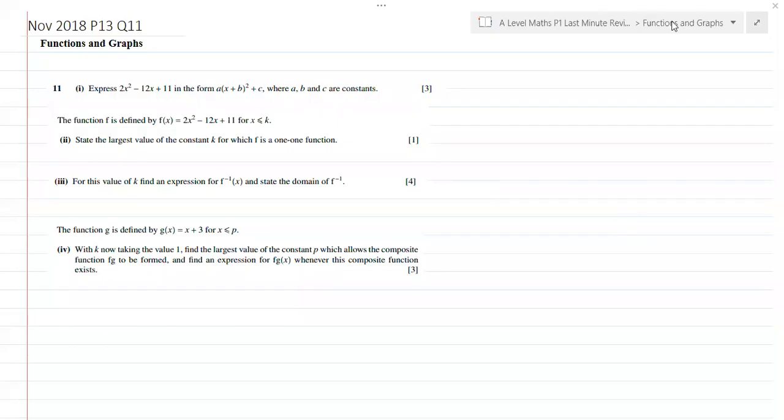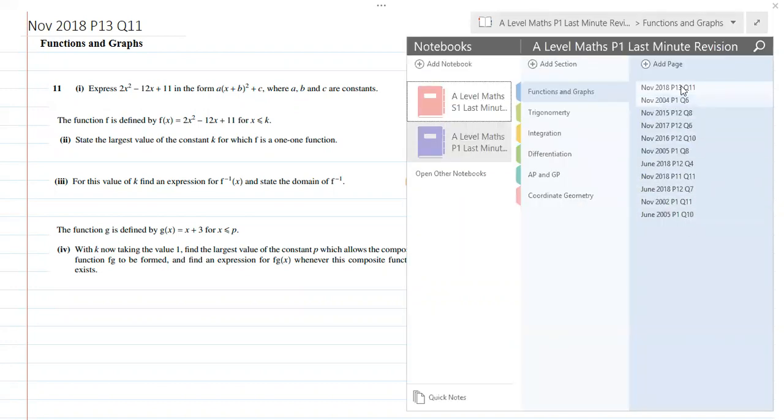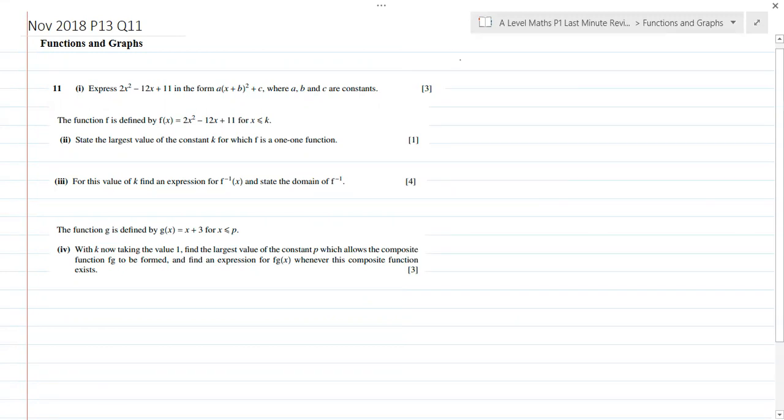Hello everyone, this is functions and graphs. I've selected some past paper questions which are different and should be important for the upcoming November session.